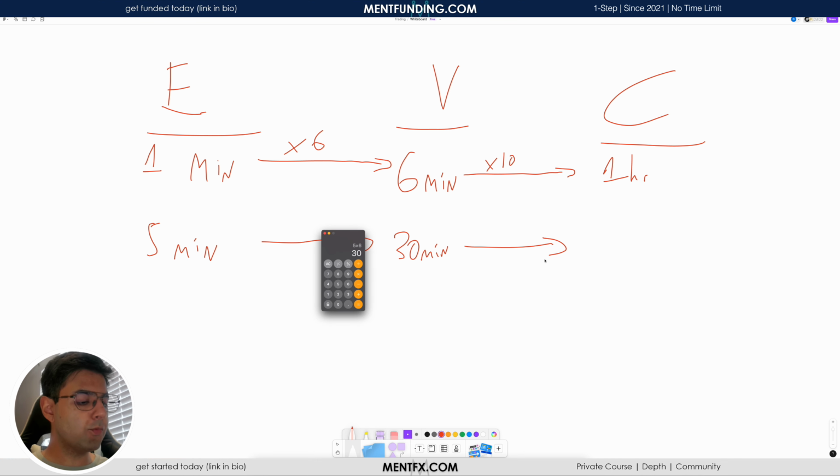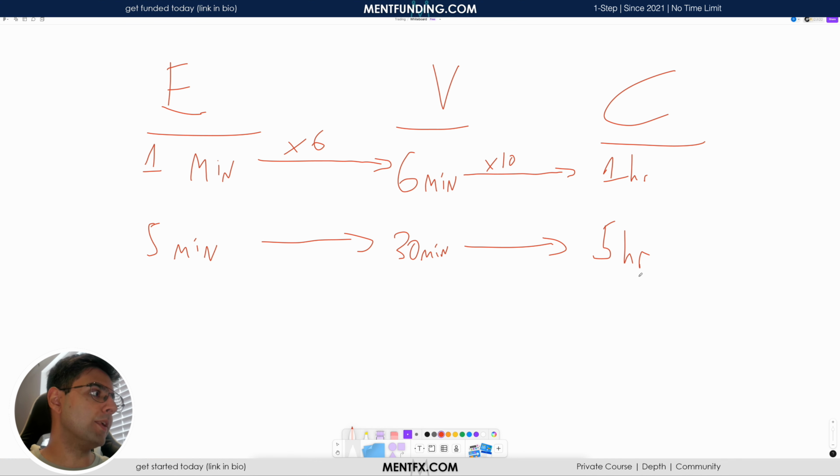And then we do the same again. We take 30 and we multiply it by 10, which is a 300-minute time frame. If I then divide that by 60, because obviously there are 60 minutes in an hour, that brings us to a 5-hour time frame. Okay, so 5 hours would be what your contextual time frame would be.